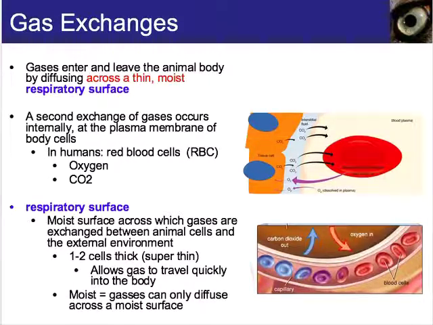So what is a respiratory surface? It's a moist surface across which gases are exchanged between the animal cells and the external environment. It's extremely thin, only 1 to 2 cells thick. So think your lung tissue is extremely thin and moist, and it allows gases to travel quickly into the body. That's why the tissue is so thin. And it's moist because gases can diffuse only across a moist surface, not a dry surface. So that's why your lungs are always moist and very thin, because that is your respiratory surface.